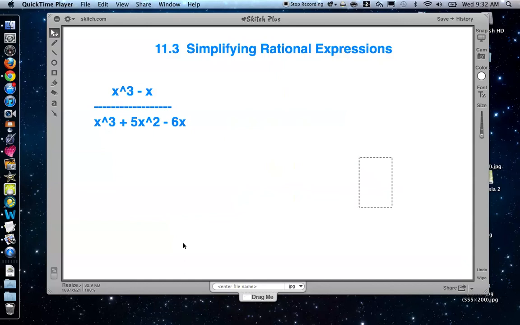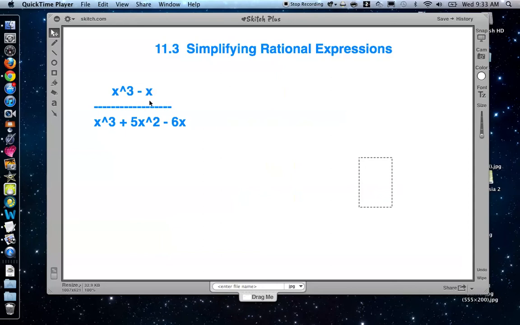Hi, welcome back. This is 11.3, our second example of simplifying rational expressions. For this example, this is kind of a complex problem. We have x cubed minus x divided by x cubed plus 5x squared minus 6x. What we need to do is figure out how to factor the numerator and factor the denominator first, and then look to find those terms that we can cancel out by dividing.